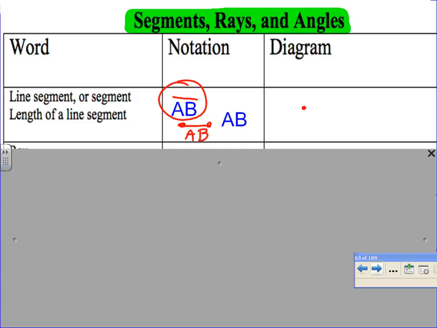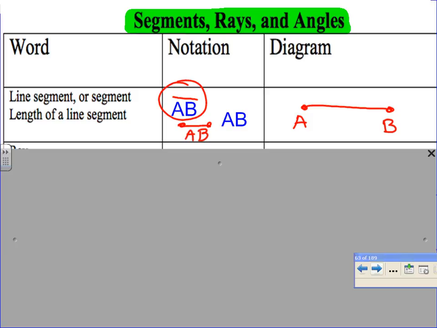Okay, so a segment, we're going to draw one here. A, B. A segment does not go on forever. It has endpoints. So there's three ways that you could see it using the notation. Again, typically the one I circled is the one that you'll see.